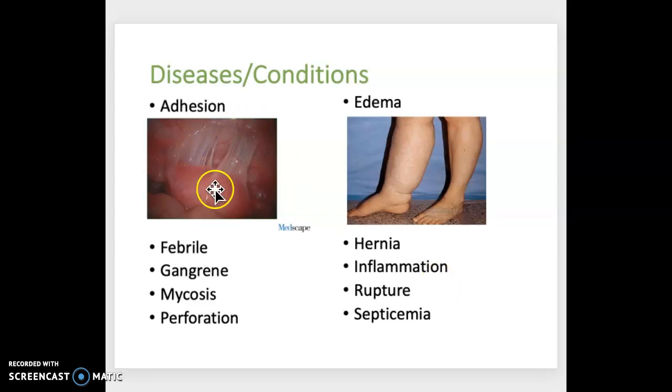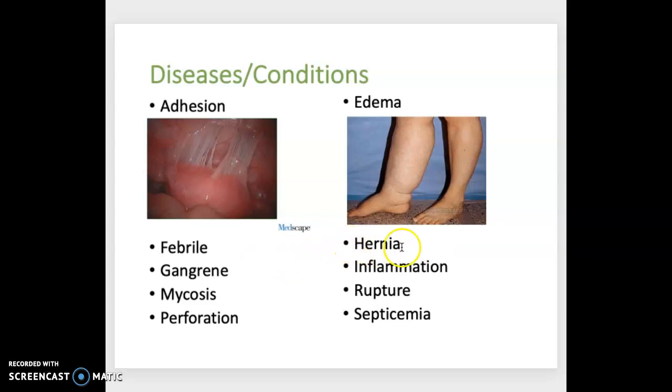An adhesion, which is shown here on the PowerPoint, is an abnormal fibrous band that holds tissues together. And these are tissues that normally should be separated. Edema is an abnormal accumulation of fluid. Febrile means related to fever. Gangrene is tissue death, and that's usually caused by an obstruction in the circulatory system or by trauma.